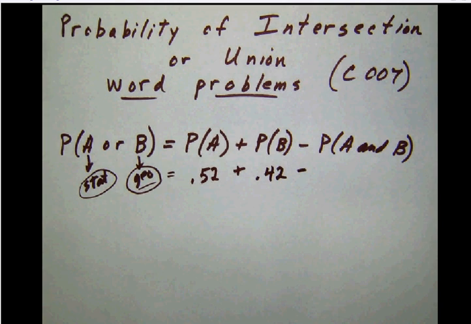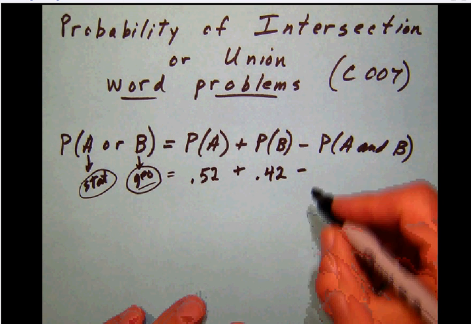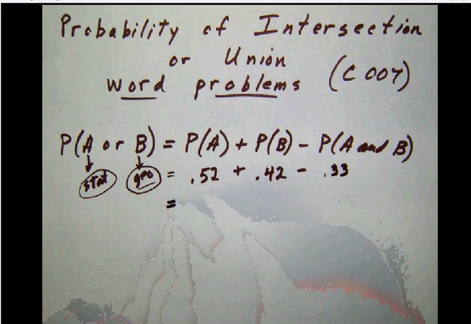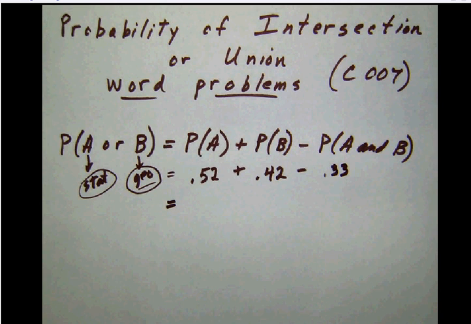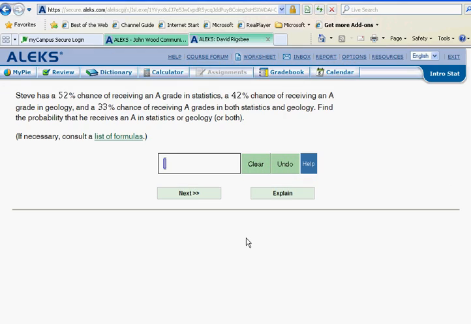And then we have the probability of A and B. That's the chance of his getting both an A in statistics and geology. And they tell us that the chance of that happening is 33%, which we will convert to a decimal as 0.33. And so really all we have to do then is to do the math and get the answer for that. And for that, I get 0.61. Let's go over here and try that in ALEKS.